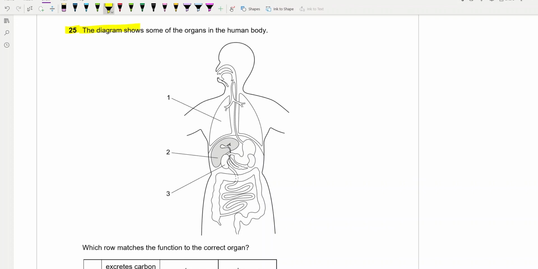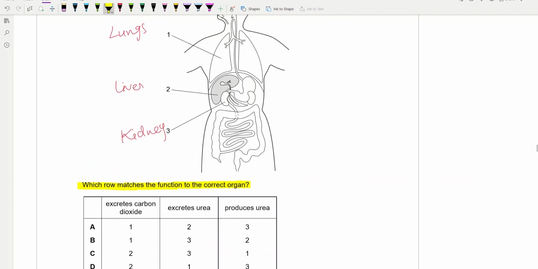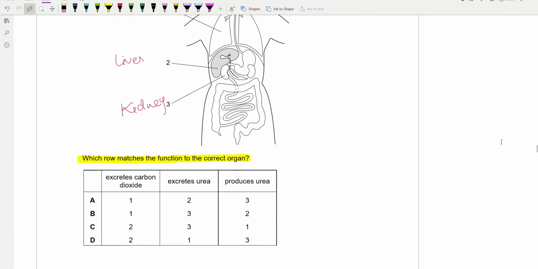Question number 25. The diagram shows some of the organs in the human body. So organ 1 is the lungs, number 2 is the liver, and number 3 is the kidney. So the question says which row matches the function to the correct organ? Excretes carbon dioxide. So the lungs excrete carbon dioxide. We would mark option A and B.